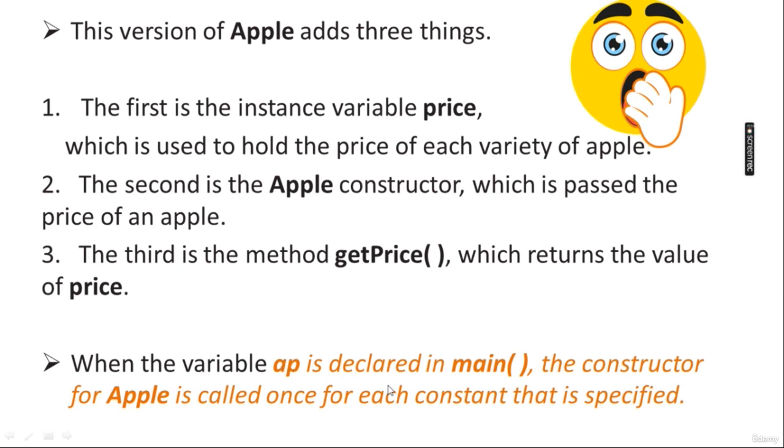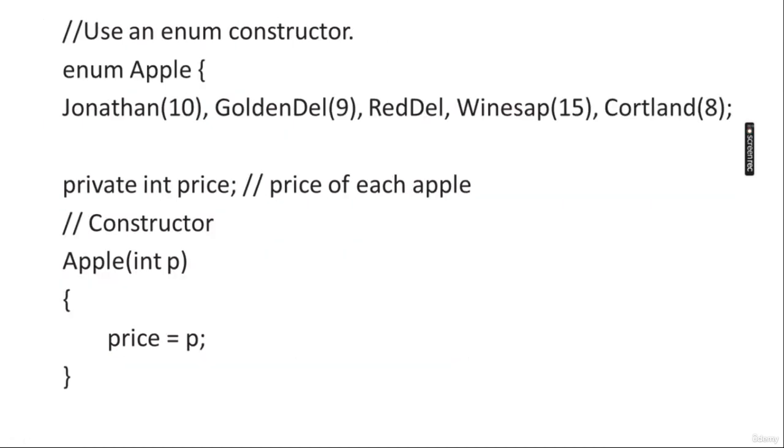When the variable AP is declared in main, the constructor for Apple is called once for each constant that is specified. Okay, when you are writing Apple AP; automatically this constructor will be called once for each constant that is specified. So every constant will have its own copy of the instance variable.